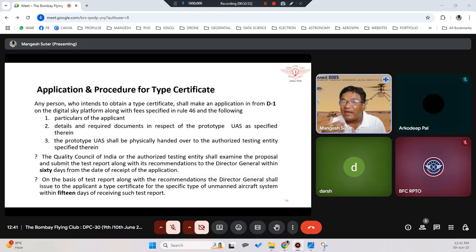But there are a lot of back end processes, and back and forth happens where you need to get your type certification done. Just a minute, I am getting a call from the resort, just hold on.